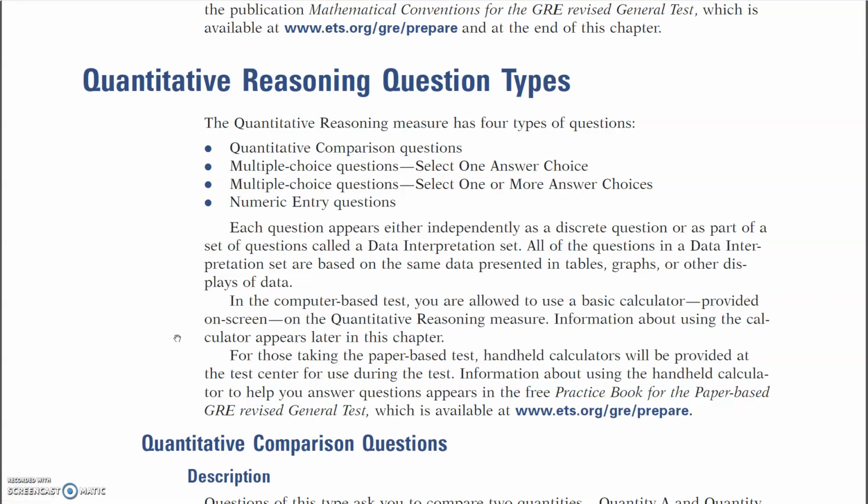Hello, this is the maths section of the GRE, and I'm going to tell you the different types of questions you'll be set there. The first set of questions, they call this section quantitative reasoning, that's the maths section. The first type is the quantitative comparison question, where you'll be comparing two things. Two, the multiple choice question, where you select one.